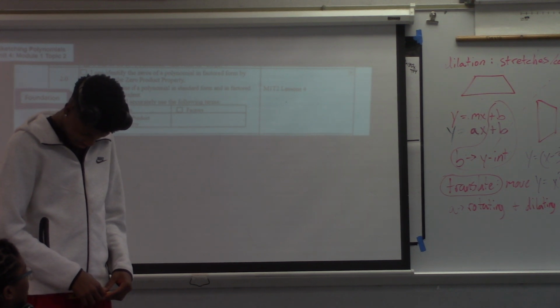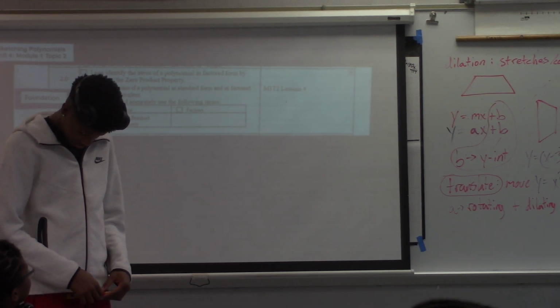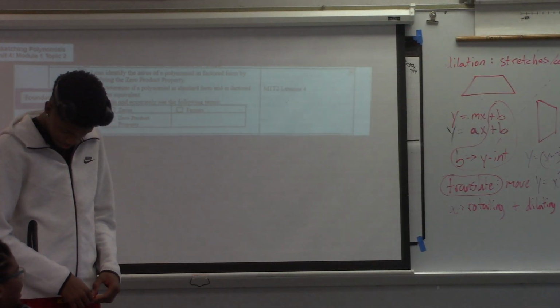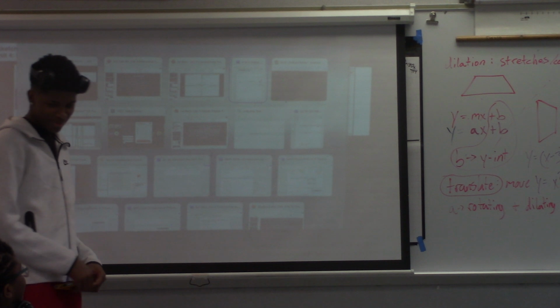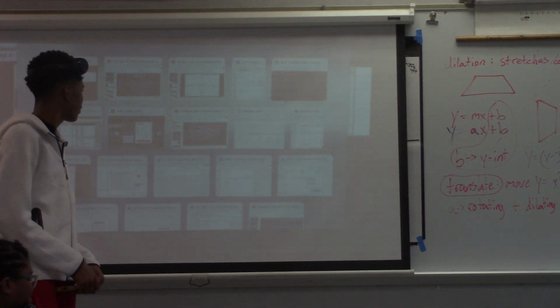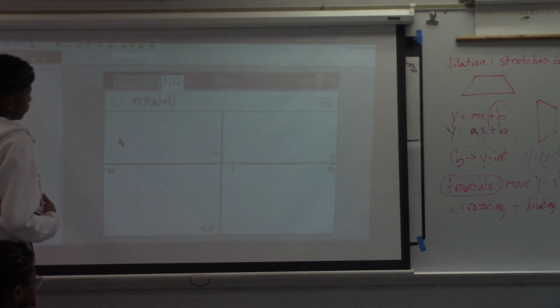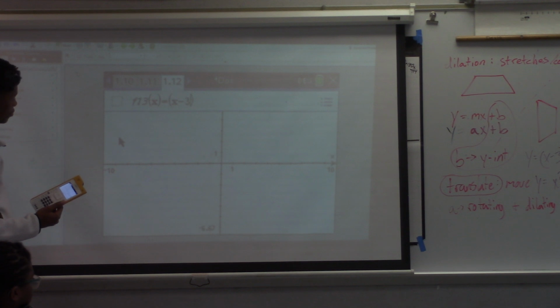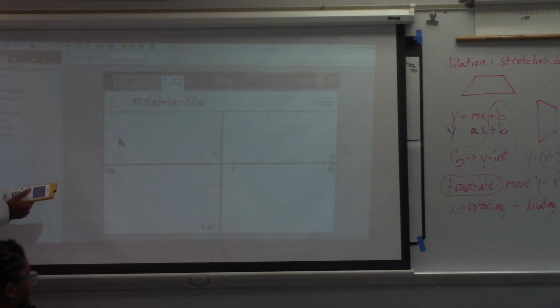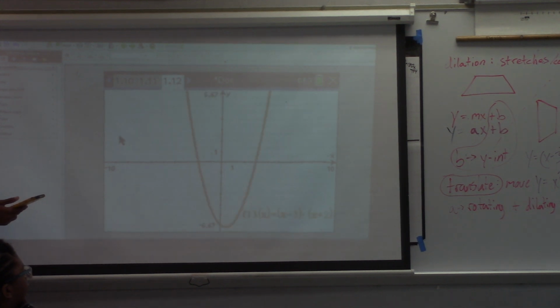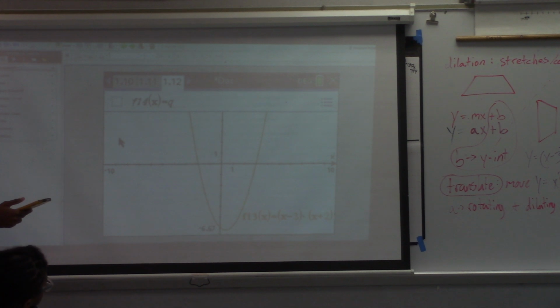Alright, so we should have x minus 3 times x plus 2 into the calculator. After you type that in, type in that standard form as well. So graph both x minus 3 times x plus 2. So there's that parabola. Thank you, Mar. I'm aware.